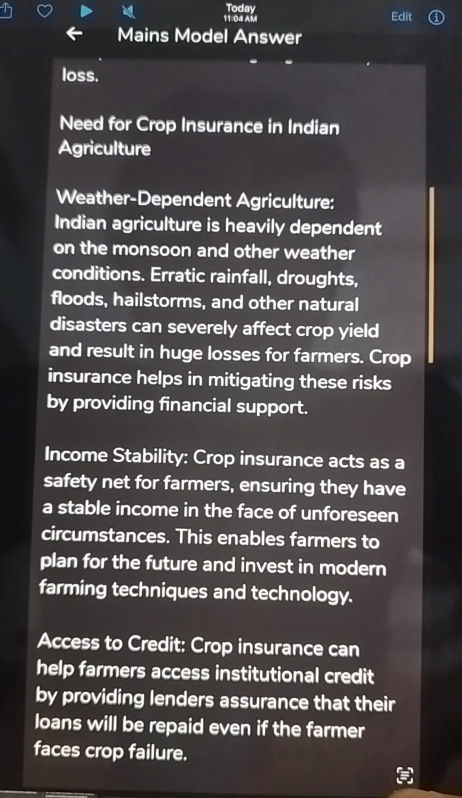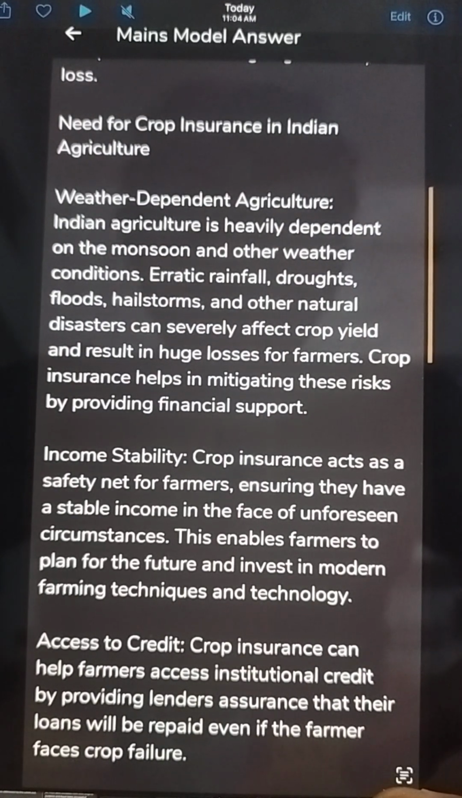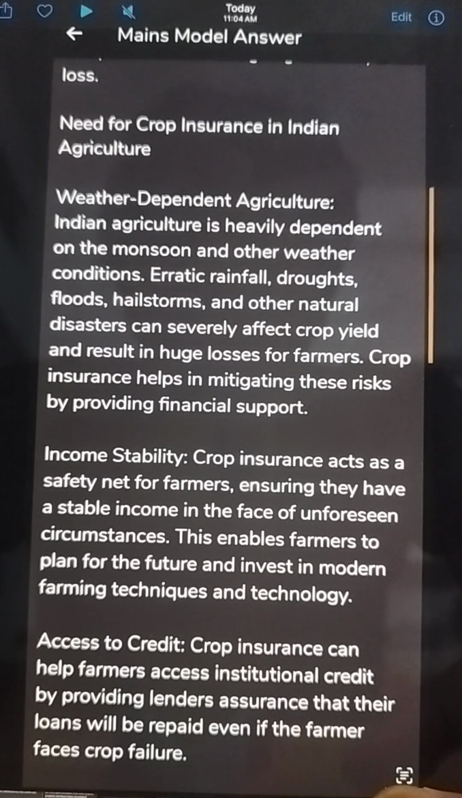Weather dependent agriculture. Indian agriculture is heavily dependent on the monsoon and other weather conditions. Erratic rainfall, droughts, floods, hailstorms, and other natural disasters can severely affect crop yield and result in huge losses for the farmers. Crop insurance helps in mitigating these risks by providing financial support.